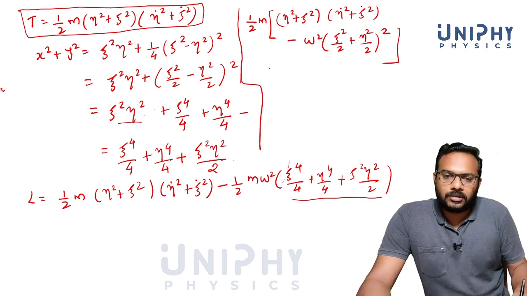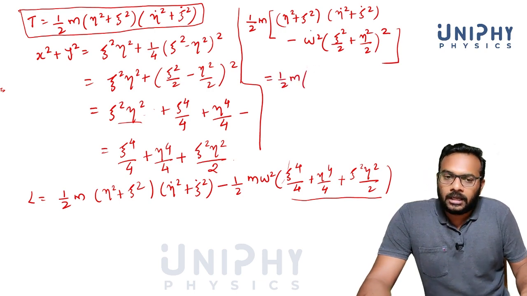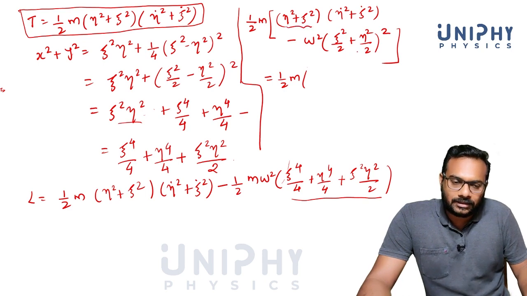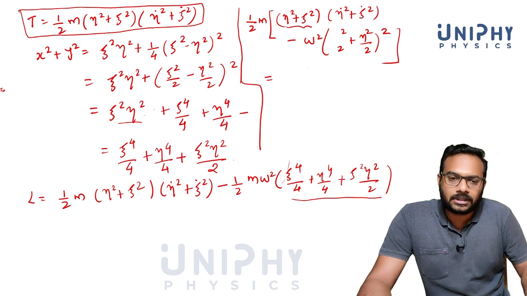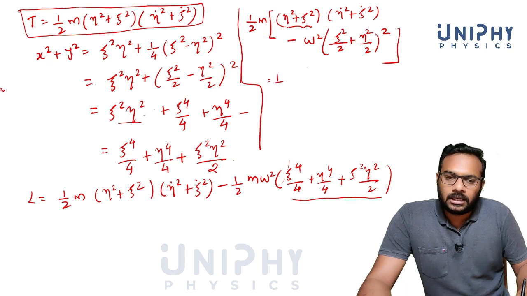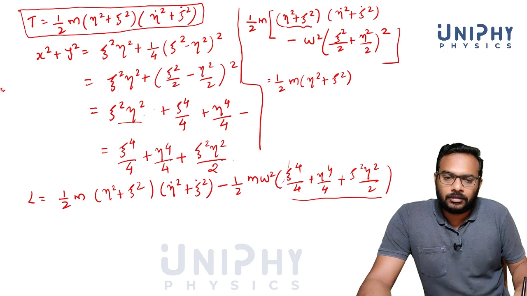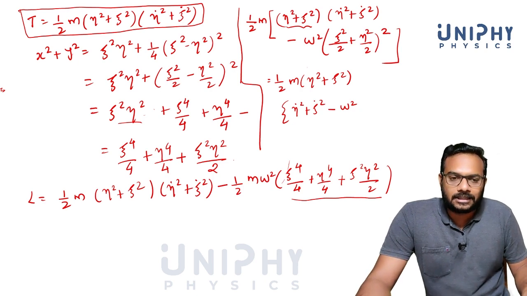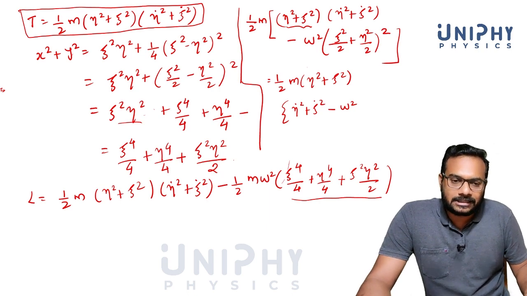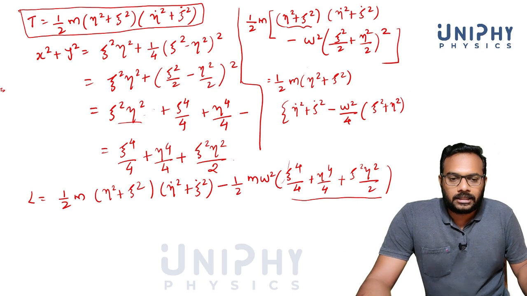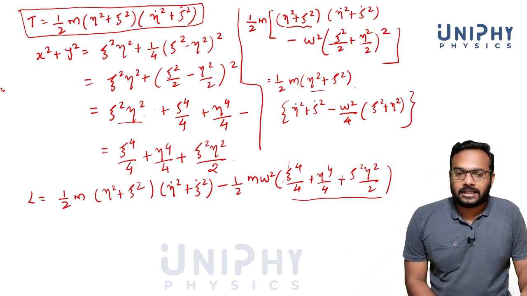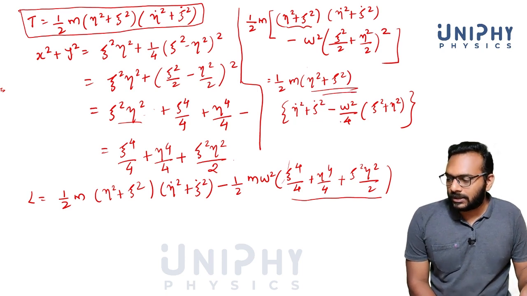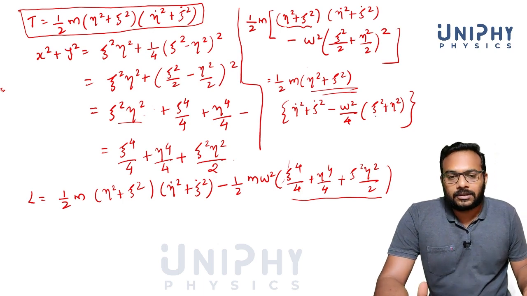Now we simplify it a little bit more. So this is equal to half m. We can also pull this eta square plus psi square outside. So this is equal to half m eta square plus psi square multiplied by simply eta dot square plus psi dot square, minus omega square. We have just pulled this psi square plus eta square outside, so there is one still remaining there. So you can write that as omega square divided by 4 psi square plus eta square. I think that's the final answer. It's half m eta square plus psi square multiplied by eta dot square plus psi dot square minus omega square by 4 psi square plus eta square.